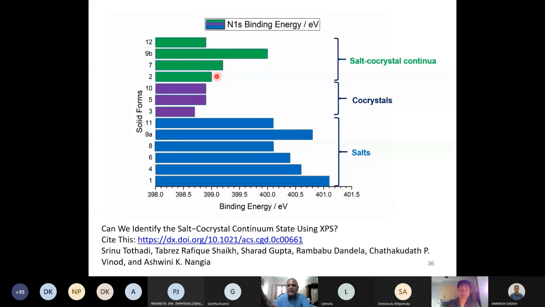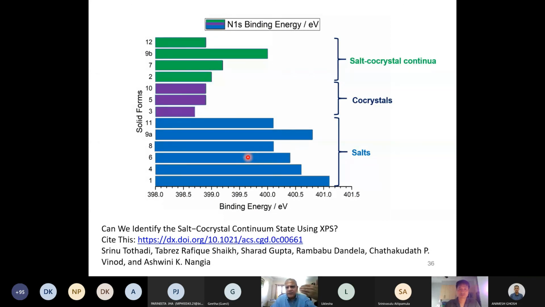Actually, if I didn't tell you on the right-hand side whether it's a salt or a co-crystal or a continuum, if I remove this information, you will not be able to tell without the color coding whether your product is a salt or a co-crystal or a continuum. And therefore it doesn't have a predictive value. It only has information in terms of data, but not prediction. So to make a prediction, we need an intermediate band, and that's what we are trying to work at.